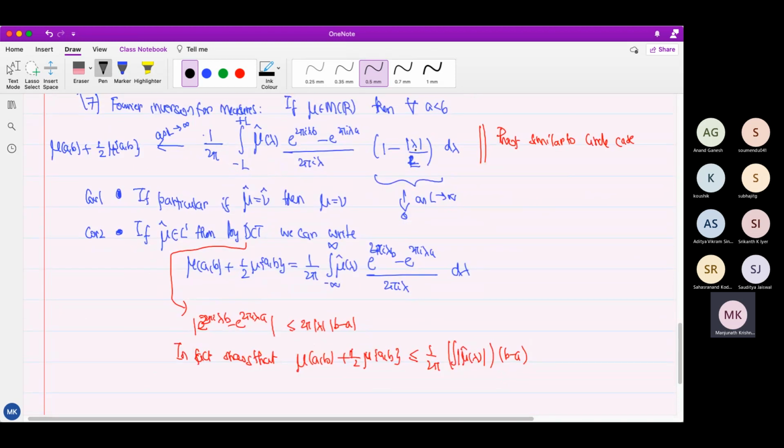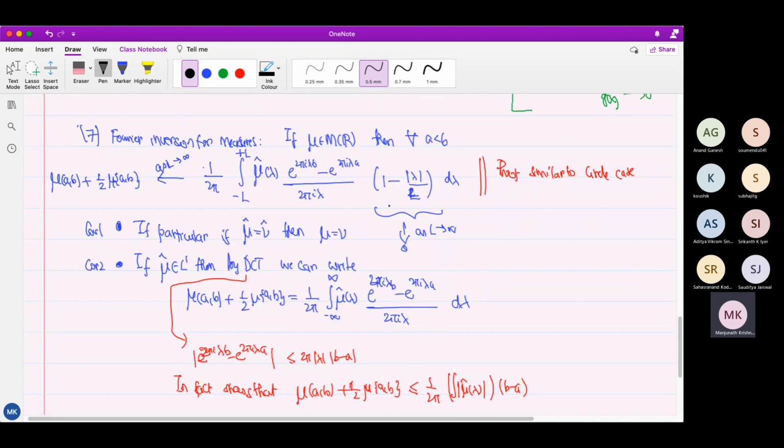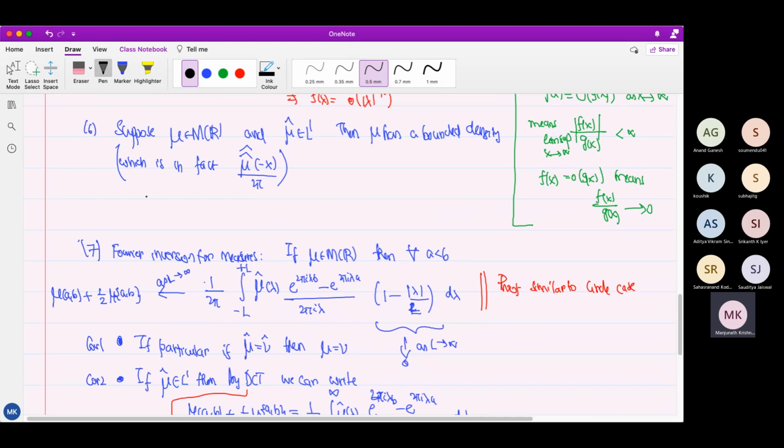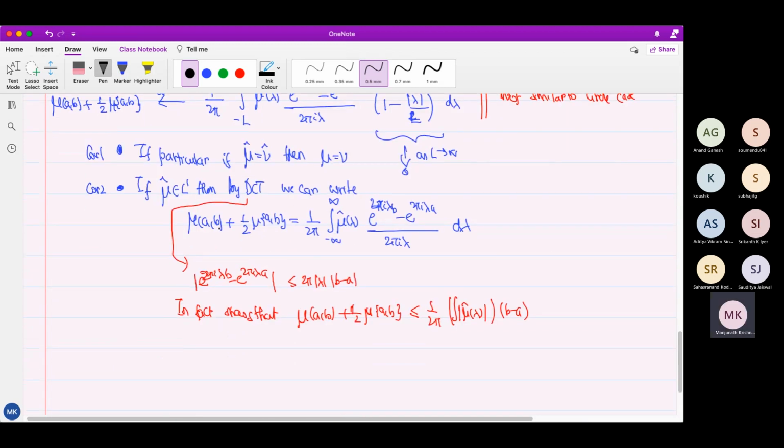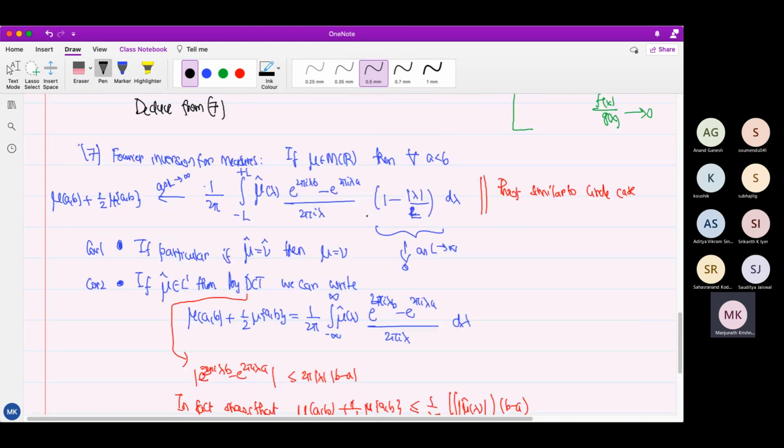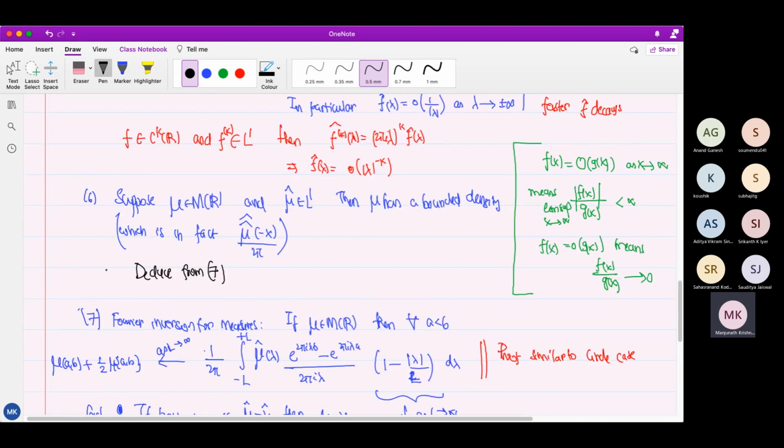So that's similar to the circle case, so you can do it there. I will leave that. And now this one you deduce from 7. So what you have to do is write this itself as an integral and then reduce this. Okay, so this is an exercise. Again, it is similar to the circle case. It's again very similar to the circle case.